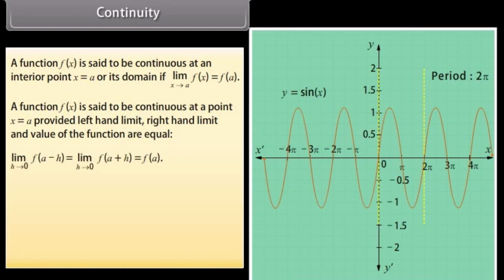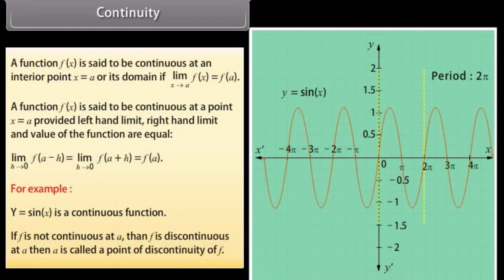Limit h approaches 0 of f(a − h) = limit h approaches 0 of f(a + h) = f(a). For example, y = sin x is a continuous function. If f is not continuous at a, then f is discontinuous at a, and a is called a point of discontinuity of f.